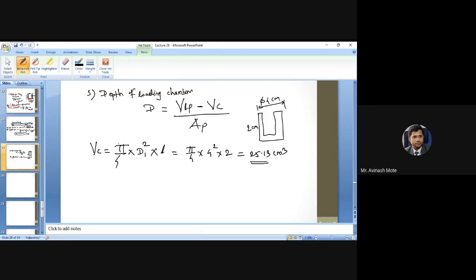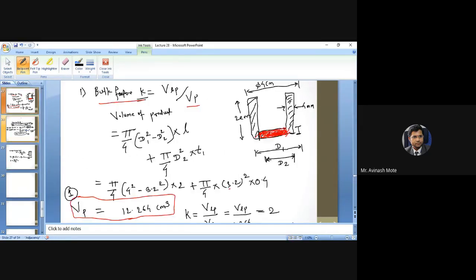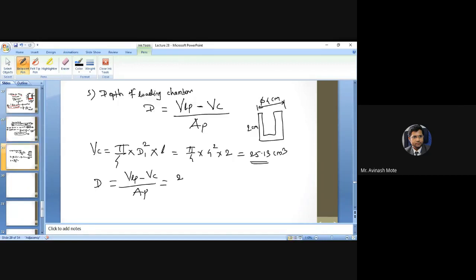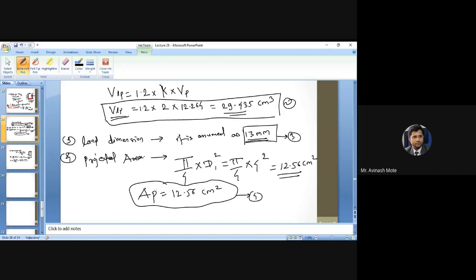so now easily based on that we can calculate the depth of the loading chamber. Volume of loose powder minus volume of chamber divided by area of, sorry, projected area. Volume of loose powder, where it is? Here it is the volume of loose powder, 29.435. Let's take it. 29.435 minus volume of chamber, here it is, 25.13, divided by projected area, here it is 12.56.